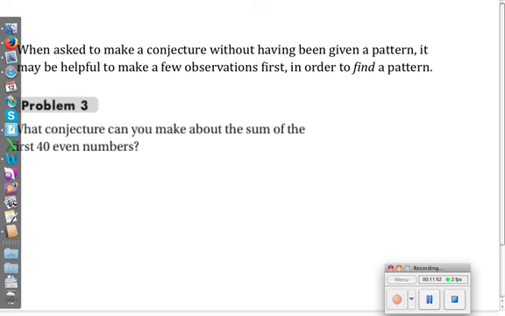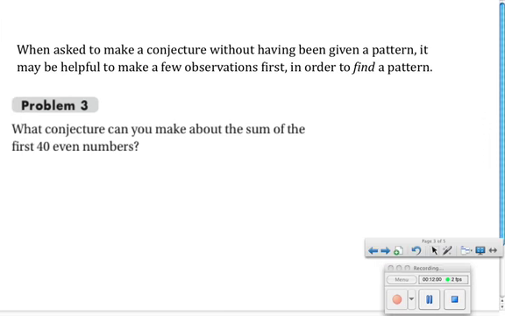What you want to do when you don't have a pattern is identify the first few terms of that sequence. Okay, so I'm going to identify the first, let's say 4 terms of my sequence.